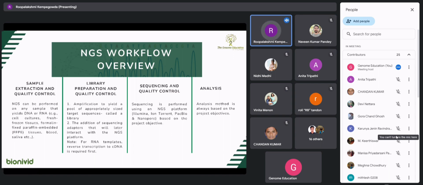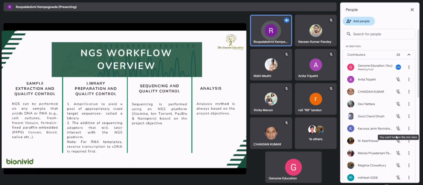After my library preparation and quality control passes, then I go for sequencing. Here also we teach you which objective, which application, what platform to use, and whether I want a longer read or a shorter read. All this will be dealt with when you come for training.